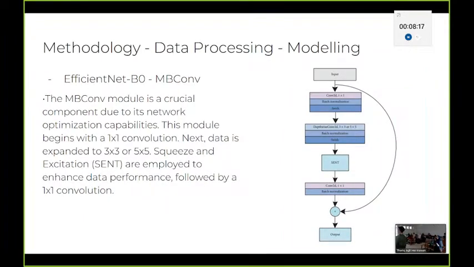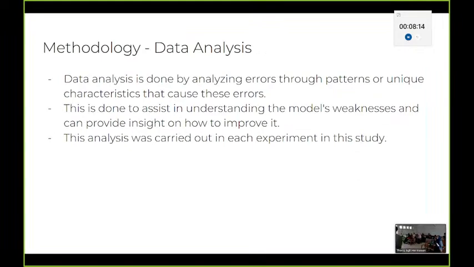Okay, there is the data analysis. The data analysis is done by analyzing errors through the pattern or unique characteristic that causes the error. We can see this analysis in the plot, that is in the confusion matrix. And the second one is done to assess and understand the model's weakness and can provide insight how to improve it. This can be seen in the cross-validation process, that is the ability of the model to learn new data, and the analysis was carried out in its experiment and study.